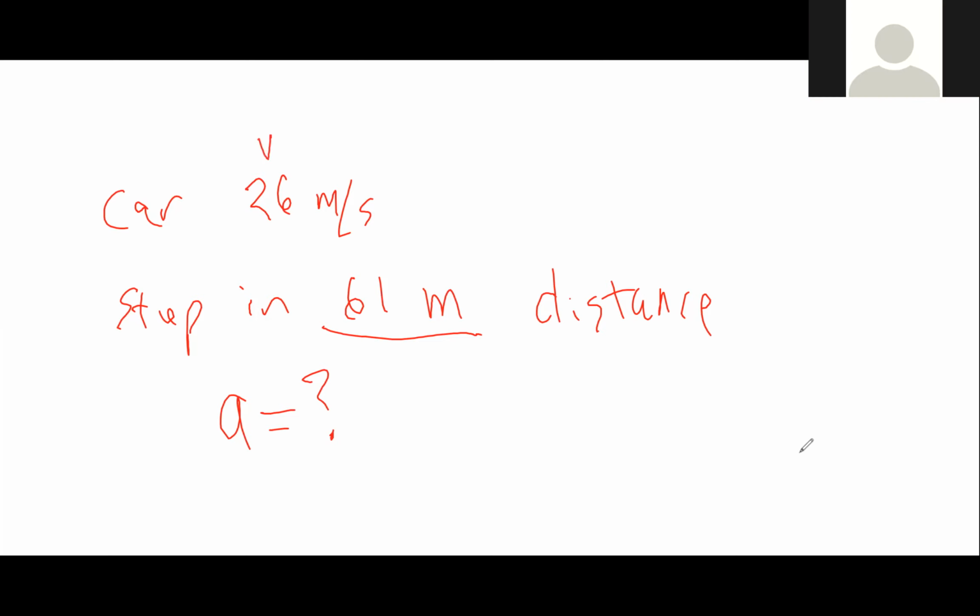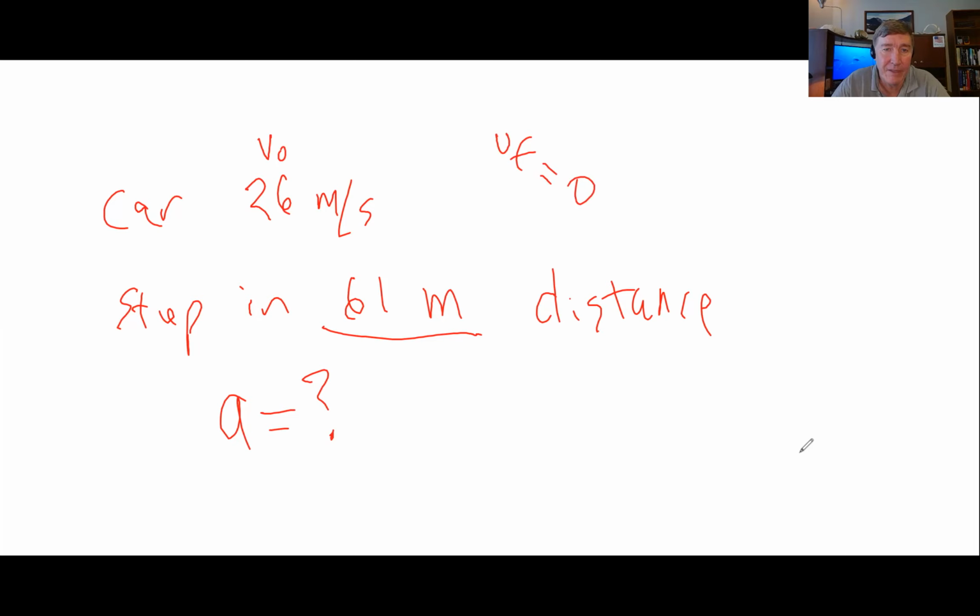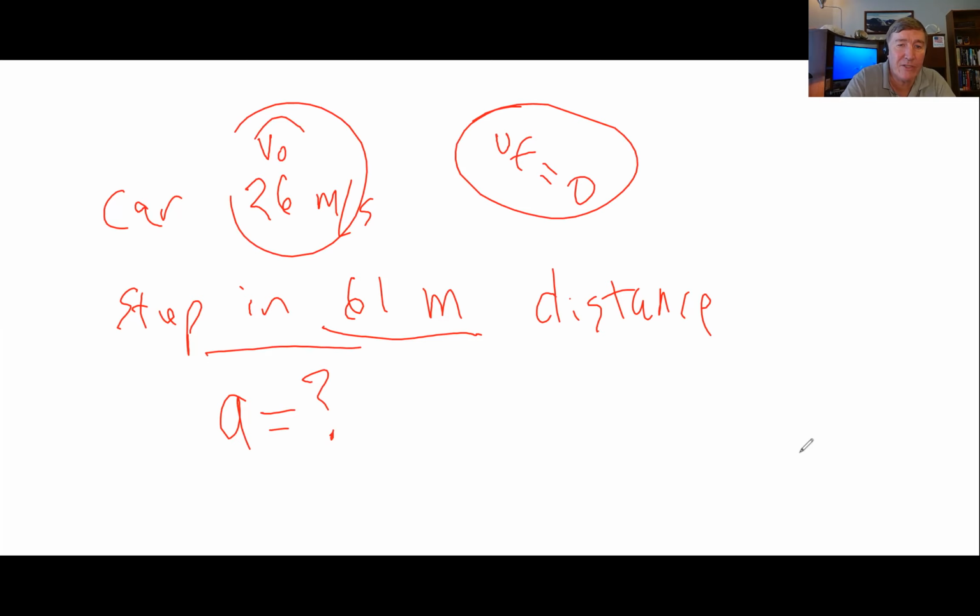0, because they would be at a stop. Okay, very good. All right, so we know V initial, we know V final. We're looking for acceleration, so I like to put a box around the things we're looking for.